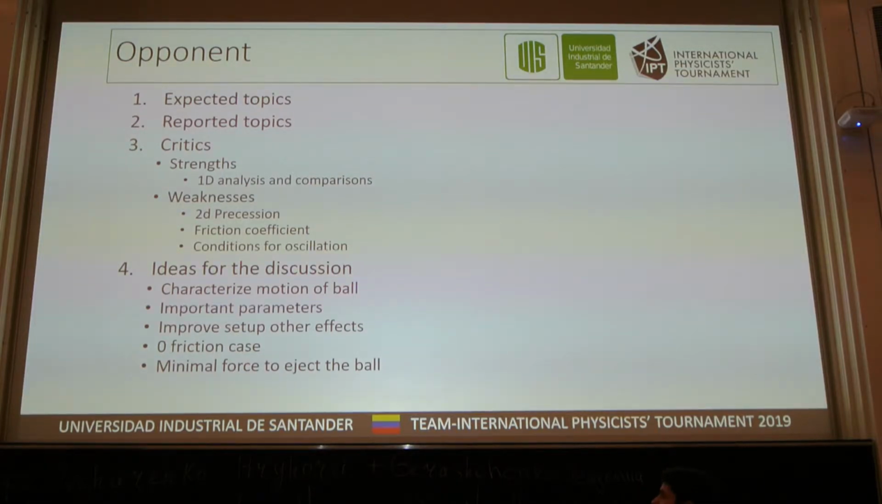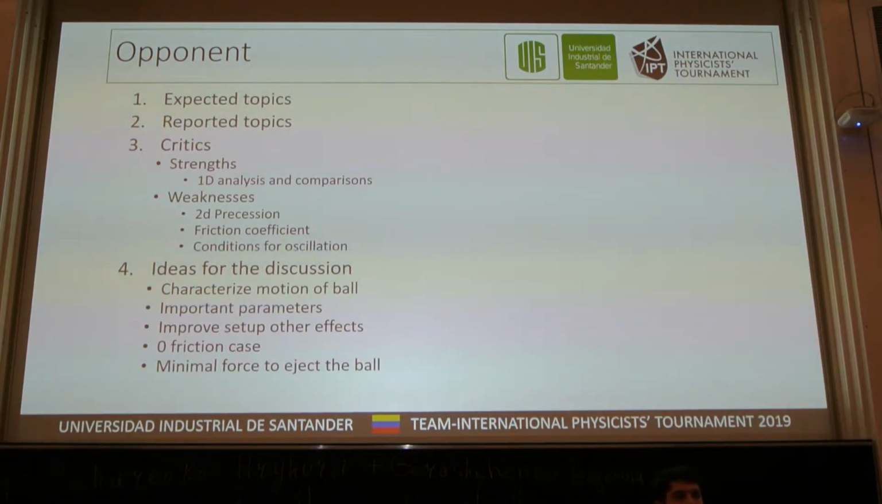First, the strengths. They put emphasis on the really good analysis in one-dimensional motion and the comparison that they made with the simulation and with the experiments. The weaknesses they pointed out were the 2D precision and the 2D analysis in general, the friction coefficient and all the parameters involved with the contact surface, and finally the conditions for the oscillation, whether they are archaic or not.